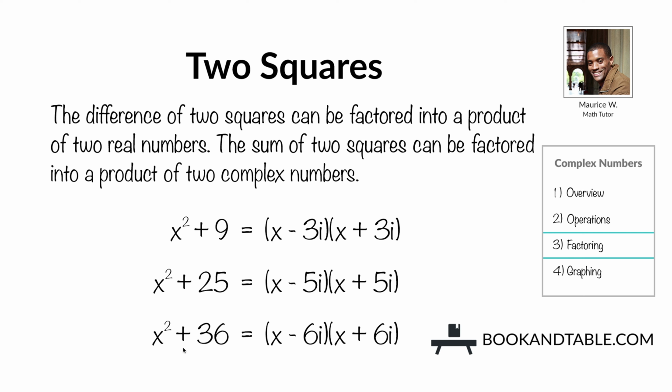Same with x squared plus 36. What is the square root of the first term? That would be x. What is the square root of the second term? That would be 6. Multiply the 6s by i. And then separate the x's and 6i's by two different signs.